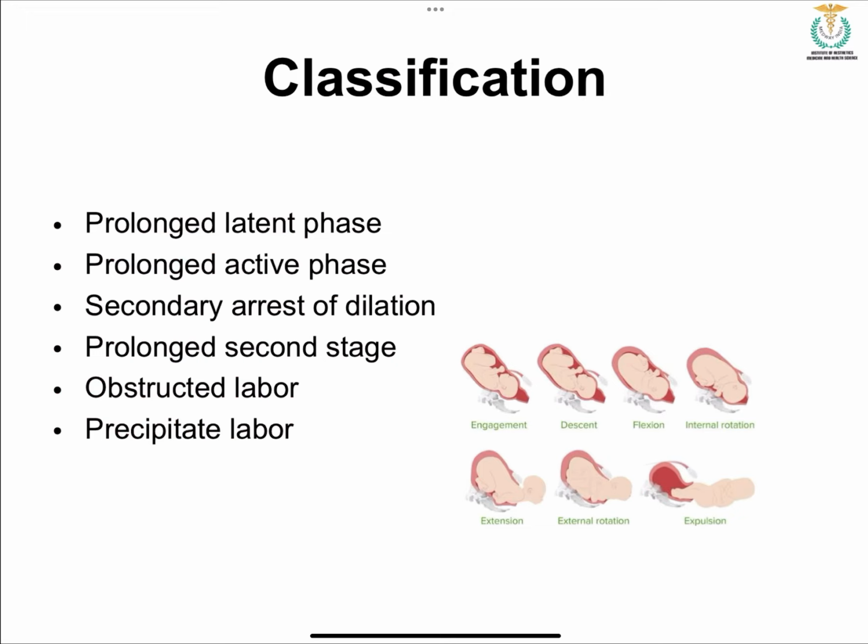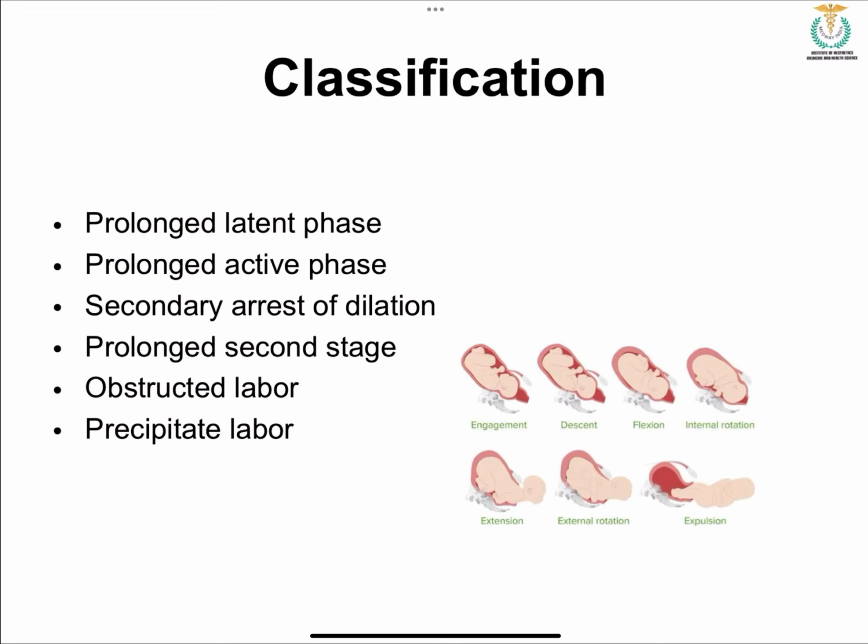Third is the secondary arrest of dilatation, or active phase arrest. Here, no cervical change despite adequate contractions or after defined time intervals. Manage as per the local protocol, often a surgical decision if no response to augmentation. Contemporary guidance favors individualized decisions and avoiding any premature cesarean in borderline cases. So that is what you do in secondary arrest of dilatation.